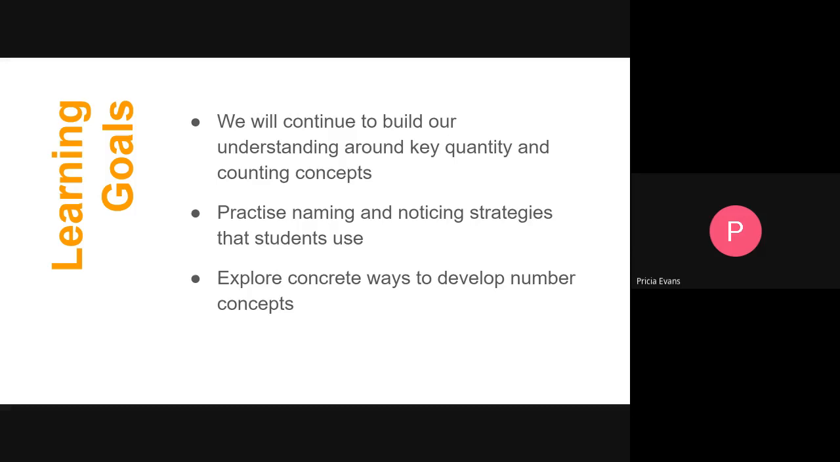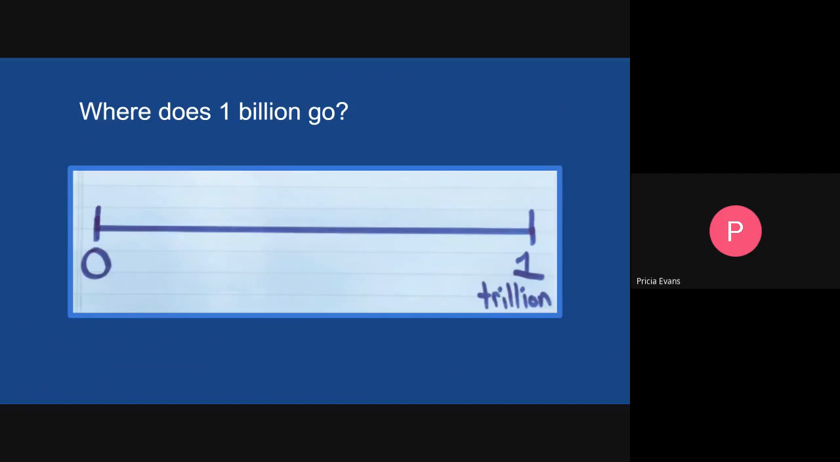We're going to start with a little actually fun activity for us to do. I say fun, maybe not, but what I'd like you to do is think about where 1 billion goes on this number line. So we've got 0 to 1 trillion at the bottom, and if you could think about where you'd place 1 billion. So you've got a little bit of think time, and then if you could put your answer in the chat box, that'd be great. Thank you.